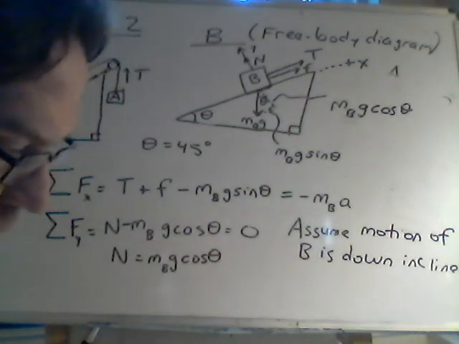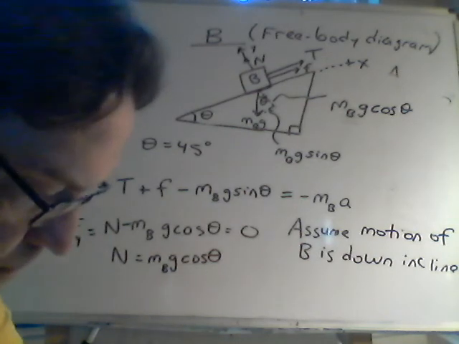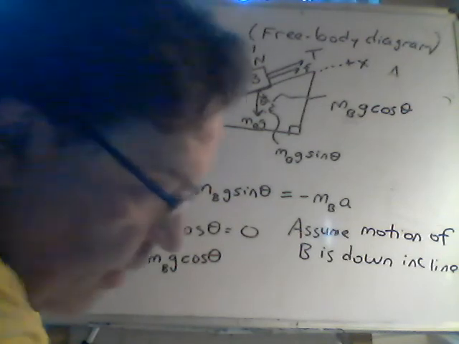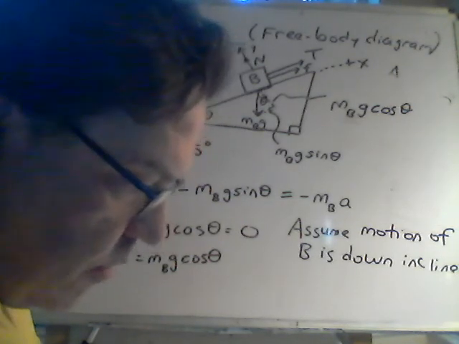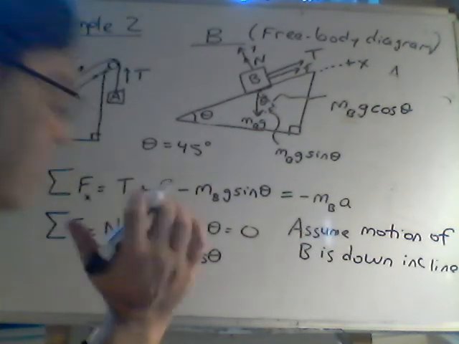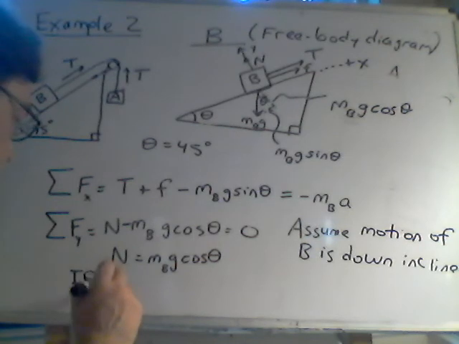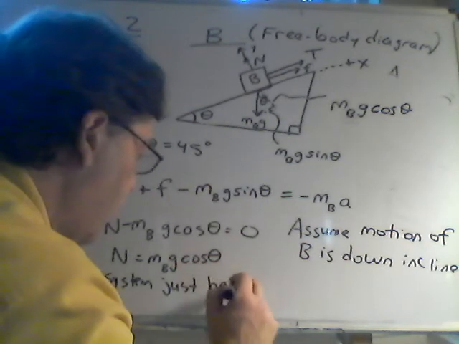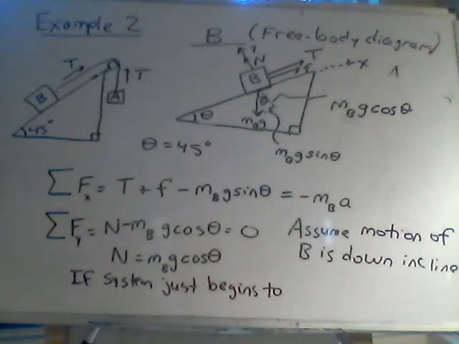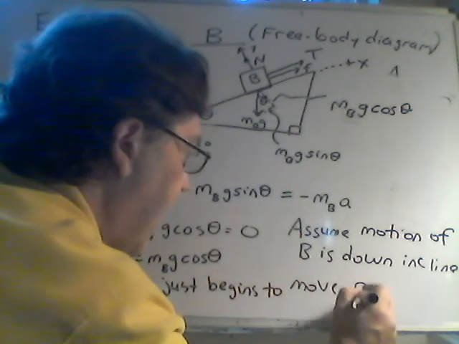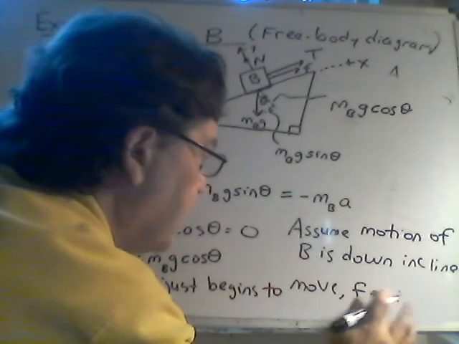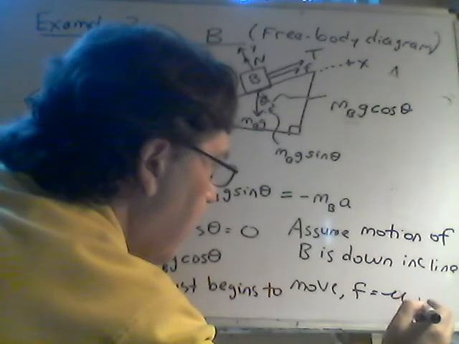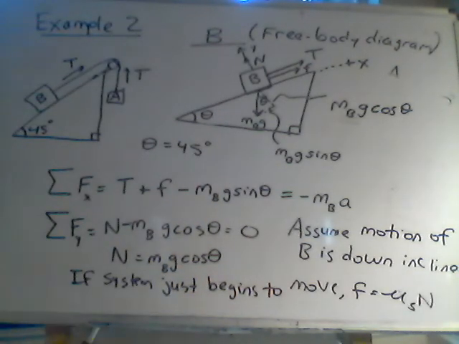Now, one of the things I have to understand is that the force of static friction, if we just begin to move. So again, if the system just begins to move, we're at that critical point. That means that the F is particularly mu sub s times the normal. Okay? And again, that's mu sub s times M sub B G cosine theta. We plug all that information together. We can rewrite everything as one equation.